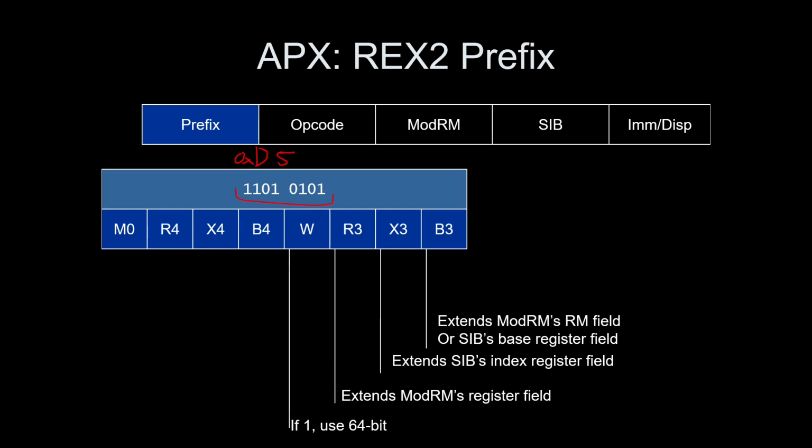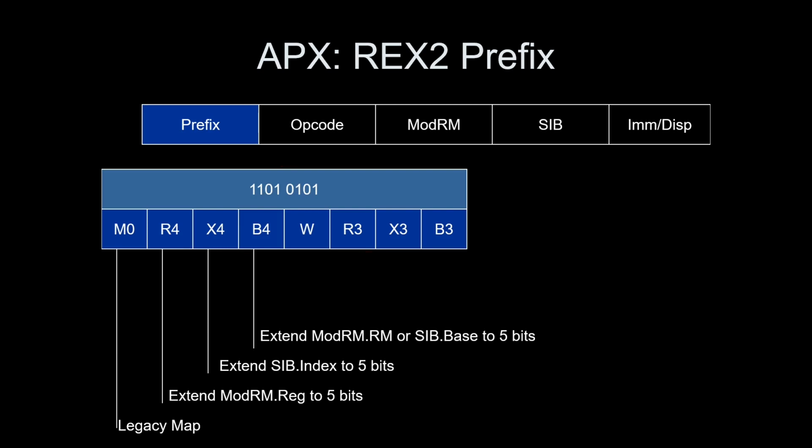After that first byte that specifies this is a REX2 prefix, you now see that the low 4 bits are exactly the same thing as the REX prefix. We've already covered this. What's interesting is the upper 4 bits. And that's basically extending those register fields further. 3 of those bits are taking those 3 register fields and bringing them up from 4 bits to 5 bits, which is how you get the ability to address 32 registers.